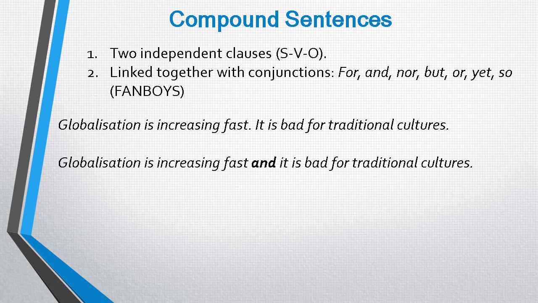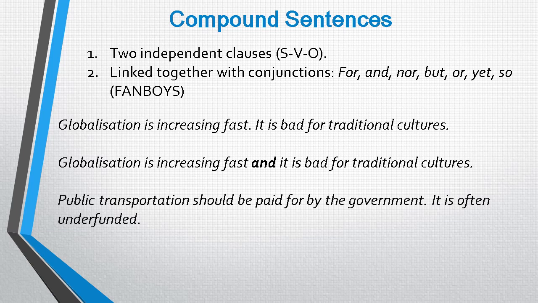Globalization is increasing fast. It is bad for traditional cultures. Two perfectly good, simple sentences with correct grammar. They are not complex sentences. However, if we simply link them together, globalization is increasing fast and it is bad for traditional cultures, then we now have a compound sentence. So easy as that. And that is considered to be a complex sentence. So some people believe, or some students think, that it's not difficult enough to be a complex sentence, but it most definitely is, and the IELTS examiners consider it to be so as well. So it's definitely worth using these compound sentences.